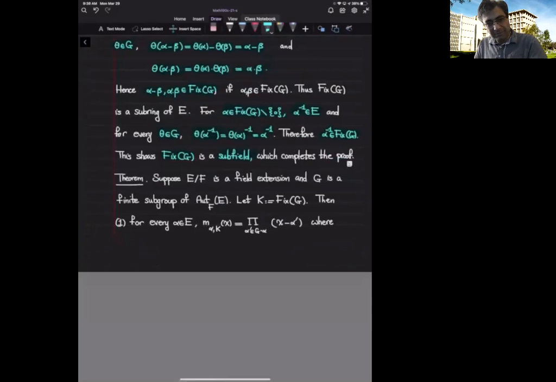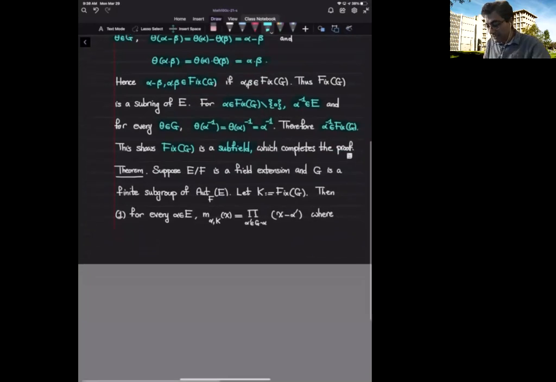Now, this gives us a very good understanding. This gives us a connection between Galois extensions and the fixed points of a group. This next theorem helps us to get this connection. So suppose that E over F is some field extension.